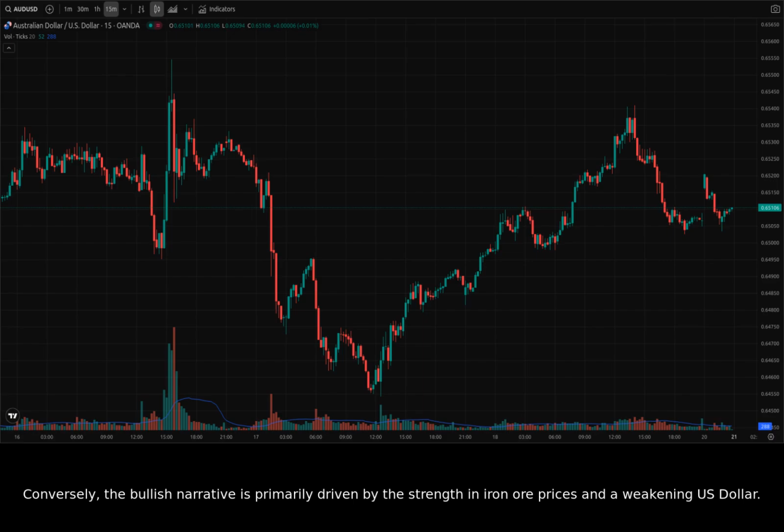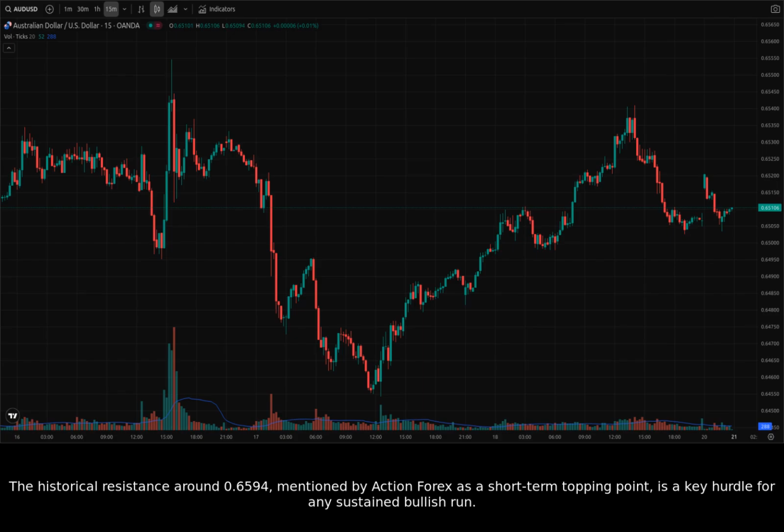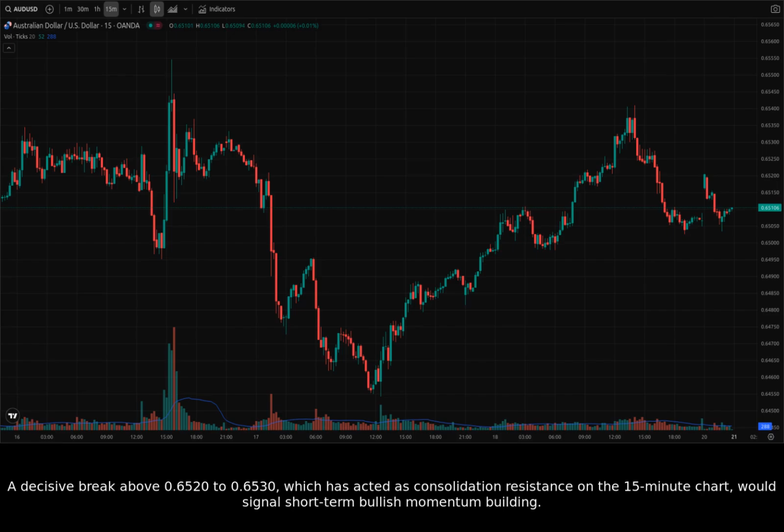Conversely, the bullish narrative is primarily driven by the strength in iron ore prices and a weakening US dollar. The historical resistance around 0.6594, mentioned by Action Forex as a short-term topping point, is a key hurdle for any sustained bullish run. A decisive break above 0.6520 to 0.6530, which has acted as consolidation resistance on the 15-minute chart, would signal short-term bullish momentum building.